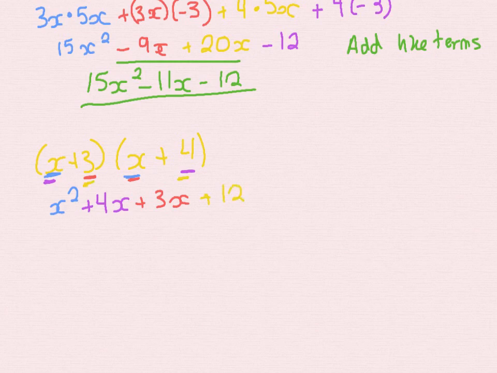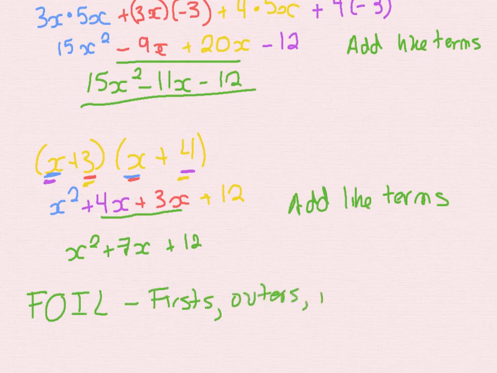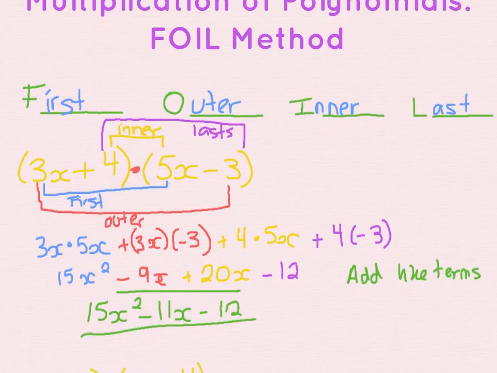Then we need to add like terms. And in this case, here are our like terms, so it just becomes x squared plus 7x plus 12. Okay, so remember, FOIL, do your firsts, your outers, your inners, and your lasts. And if you don't remember, check up here, where are your firsts, where are your outers, where are your inners, and where are your lasts.